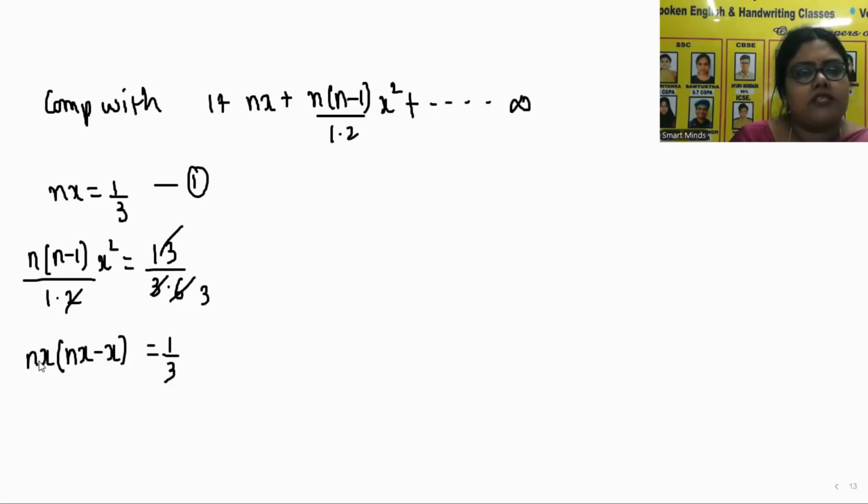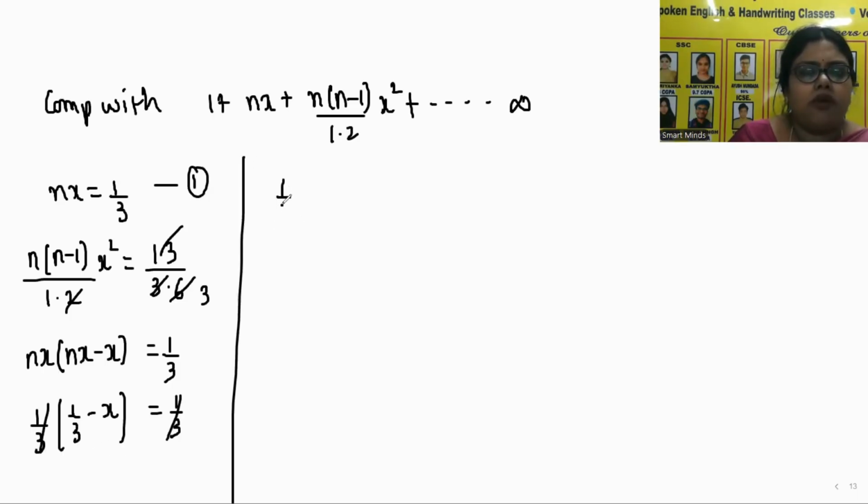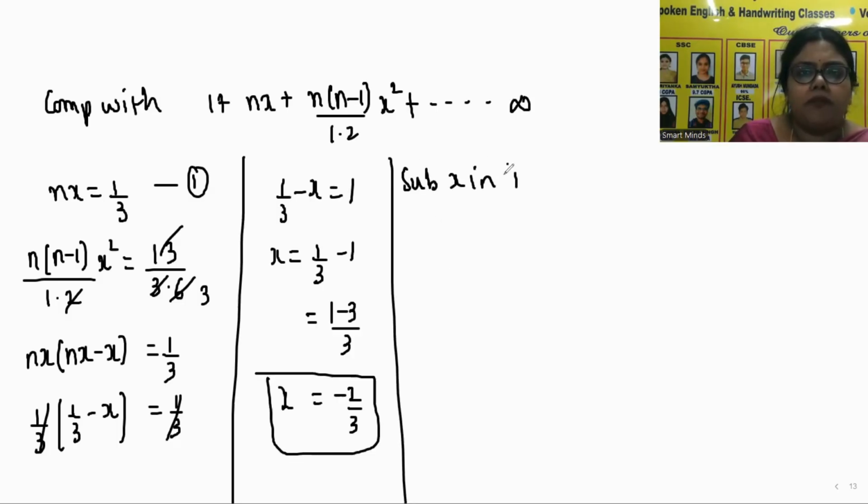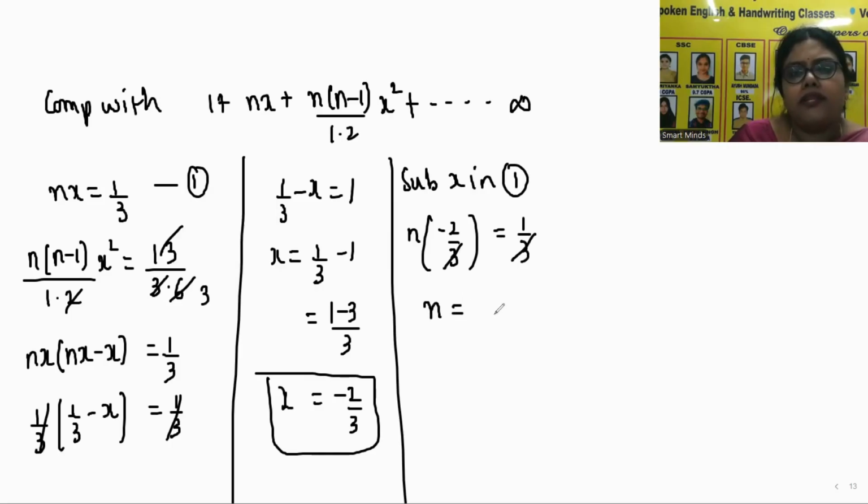Now in the place of nx, we can substitute 1 by 3. So 1 by 3 into 1 by 3 minus x is equal to 1 by 3. The 1 by 3 cancels, so you get 1 by 3 minus x is equal to 1. So x is equal to 1 by 3 minus 1, that is 1 minus 3 by 3, that is minus 2 by 3. So you got the x value. Now we will substitute x in equation number 1. So you get n into minus 2 by 3 is equal to 1 by 3. The 3s cancel, and you get n is equal to minus 1 by 2. So you got the n value.